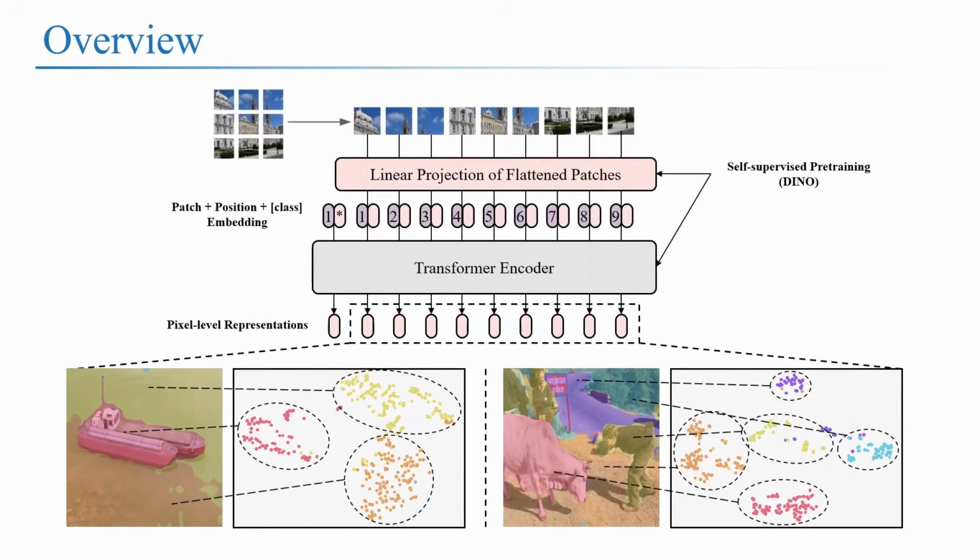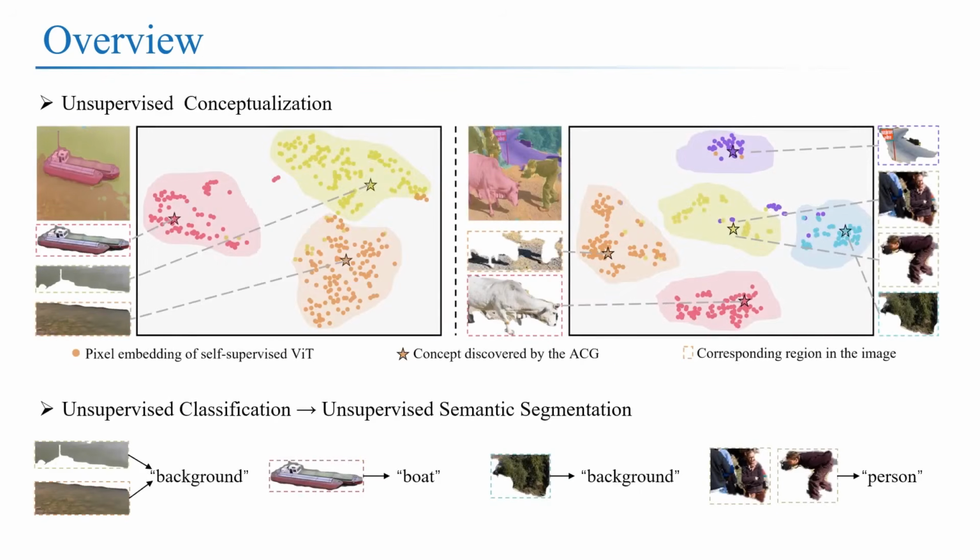Recently, self-supervised pre-training vision transformers have shown great promise in representing pixel-level semantics. In an image, semantically identical pixel embeddings in the representation space gather together to form sophisticated concepts. In this work, we aim at accurately extracting these concepts to segment an image, considering the scene complexity of different images, and achieve unsupervised semantic segmentation by classifying them.